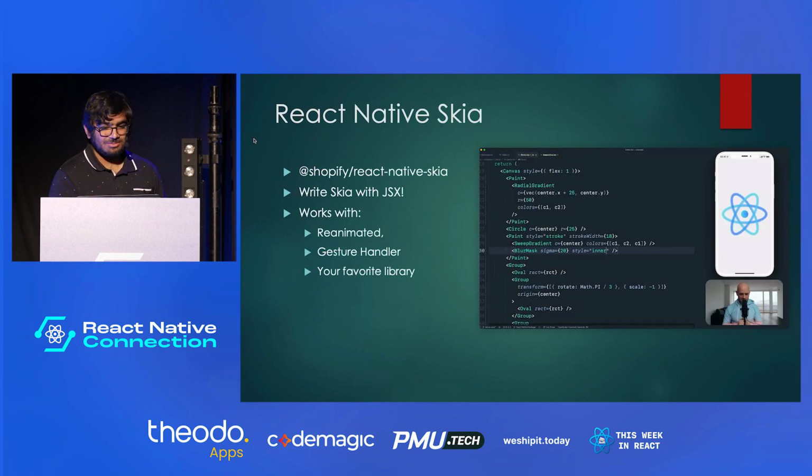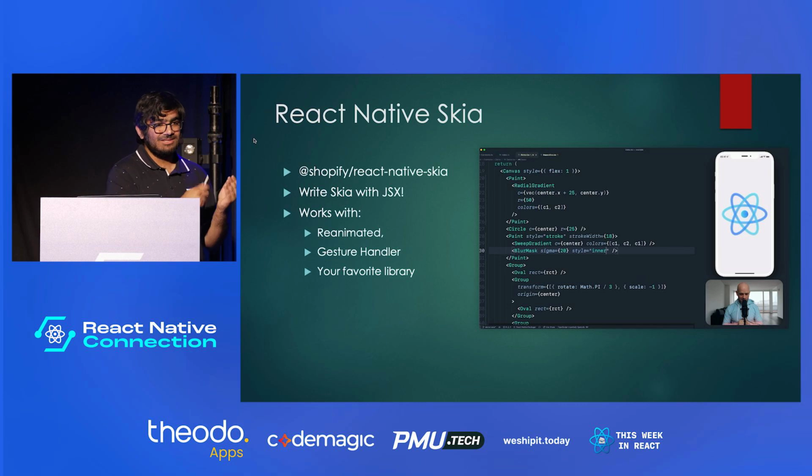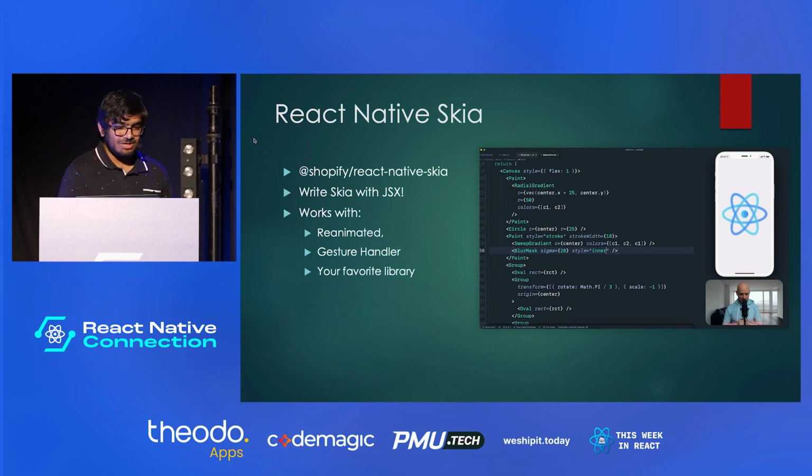But turns out people are already way ahead of me. William and Shopify have this library called React Native Skia, where you can take all those things you can draw and use it in JSX. And because it's all in JavaScript, you can use it with your favorite libraries like Reanimated and Gesture Handler and whatever else you can think of.